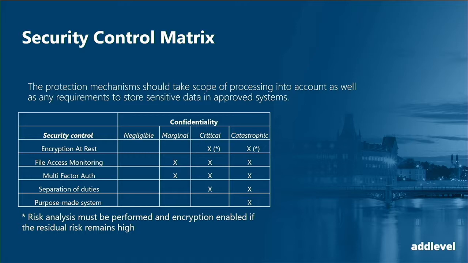So this is a security control matrix where you want to map the different security controls to a specific classification. So for example, in this case, we're saying that we want to do file access monitoring for critical information. So what would be the effect if the confidentiality would be compromised? So if that would be critical, we want to use multi-factor authentication, right? But we want to have encryption at rest as well here.